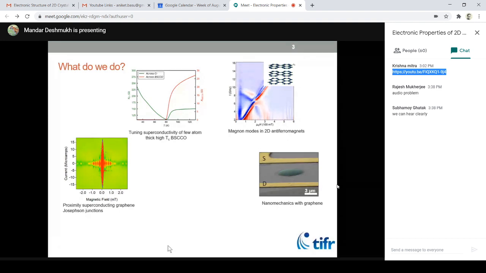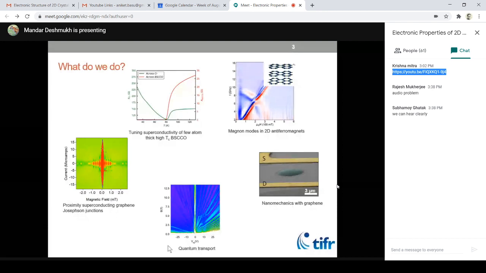Something that's close to my heart is looking at mechanics. So imagine you have a tabla or a drum, which is only one atom thick, and its diameter is only about 3 micrometers. Over the last years we have been looking at vibrations of this one atom thick tabla, and essentially trying to study the frontier of mechanics.